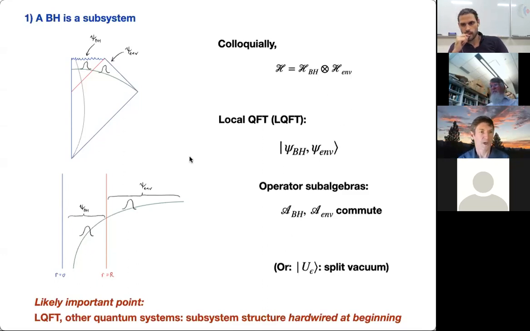But that's what I mean by a black hole being a subsystem. I'm just describing it in the local quantum field theory approximation right now. And I think this is likely an important point. Local quantum field theory and other quantum systems have the structure of subsystems hardwired at the beginning. That's part of the underlying structure of the theory. And a big question in my mind is, what's the analogous structure in the context of quantum gravity?